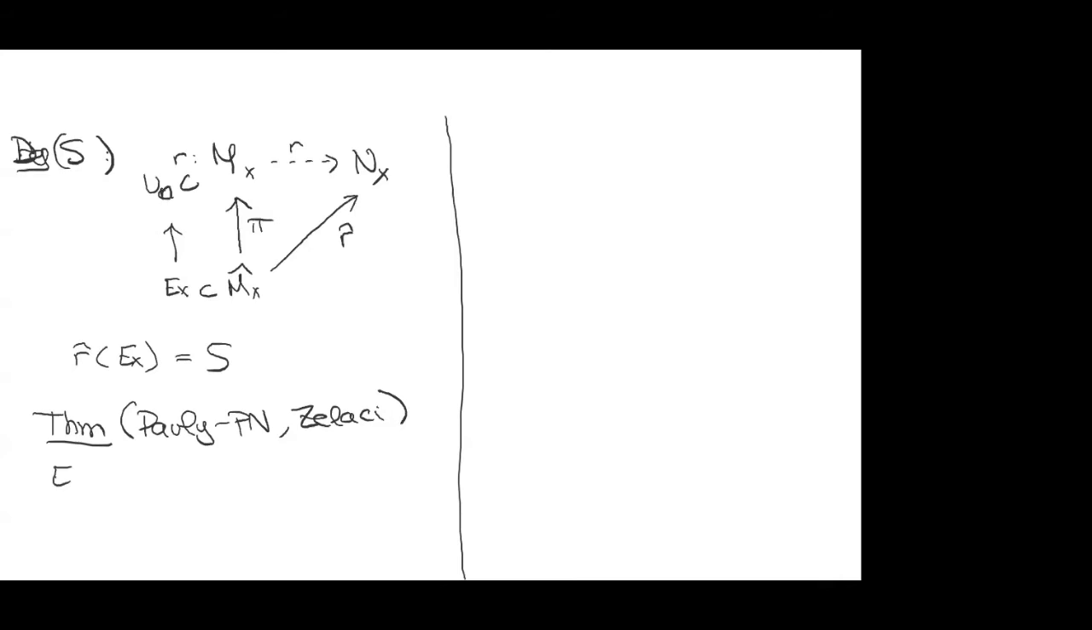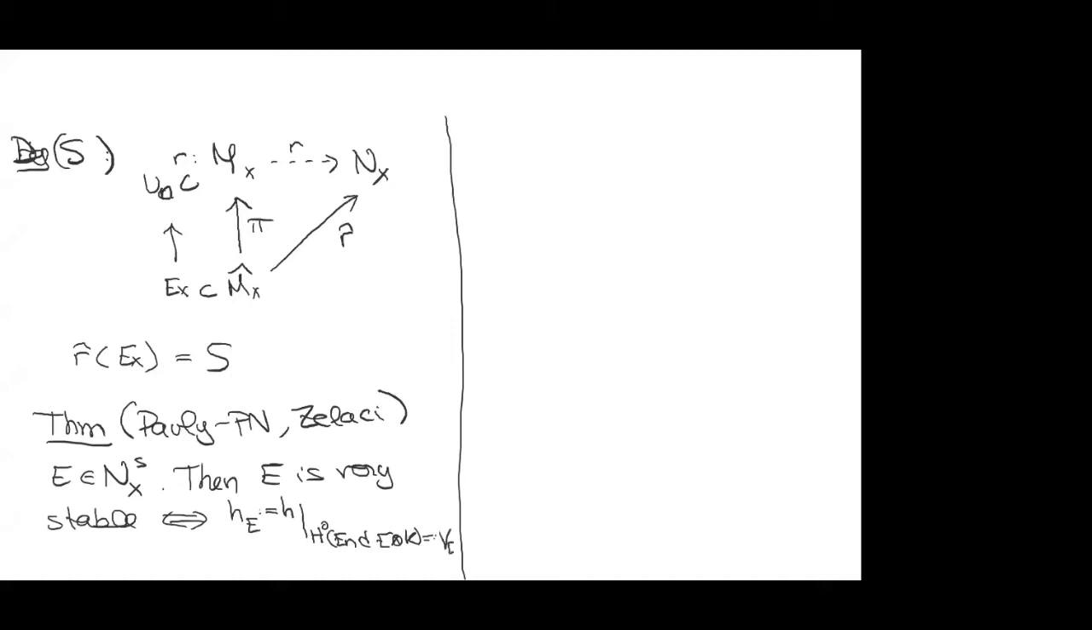Suppose that we have a stable vector bundle E. Then E is very stable if and only if h_E, which by definition is the restriction of the Hitchin map to the space of Higgs fields on E, is proper. Let me set up some notation: this is from now on going to be called V_E, the vector space associated to E. So this goes to the Hitchin base, and it is proper.